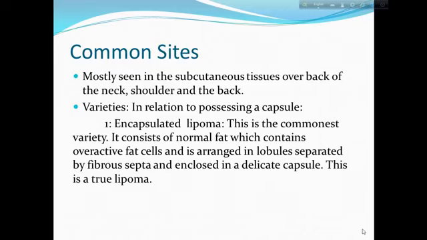Mostly seen in the subcutaneous tissue about the back of the neck, shoulder, and the back. Varieties of the lipoma. In relation to the presence of a capsule, it is an encapsulated lipoma. This is the commonest variety. It consists of normal fat which contains overactive fat cells and is arranged in lobules separated by fibrous septa and enclosed in a delicate capsule. This is a true lipoma.